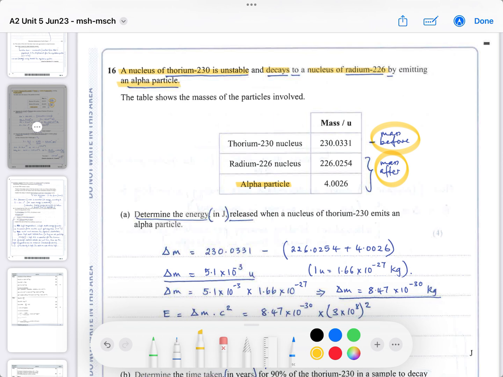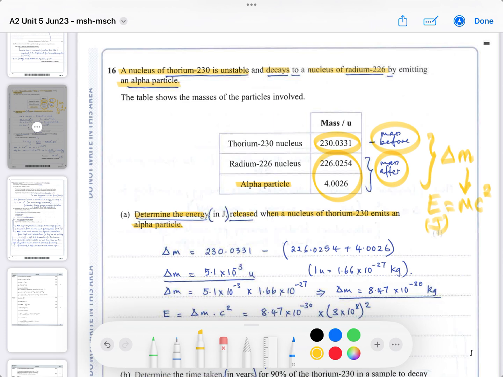Now if you add these two masses up, you'll probably notice that they're not exactly the same as the mass before. And the difference is a mass defect, which you can then use in Einstein's equation, E equals mc squared, to work out the energy released in the process. Now obviously alpha decay is a way of a nucleus becoming more stable. It will increase its binding energy per nucleon, and binding energy is what binds the nucleus together. Determine the energy in joules released when a nucleus of thorium emits an alpha particle. Okay, so I've already explained the concept to you.